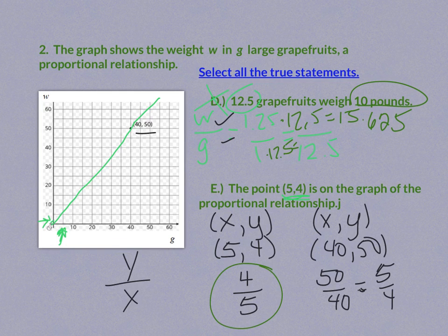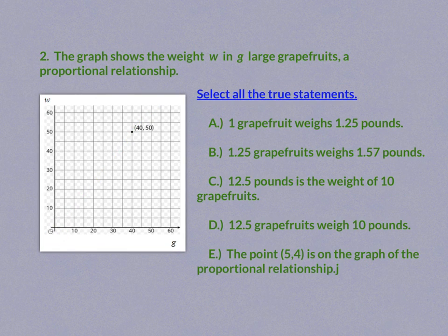Clearly, these are not equal to each other, so E is also not a true statement in line with the original graph. So, my final answer would be that A, B, and C are true statements. D and E are not true statements.